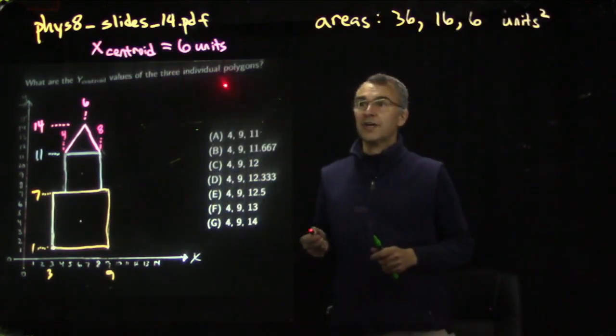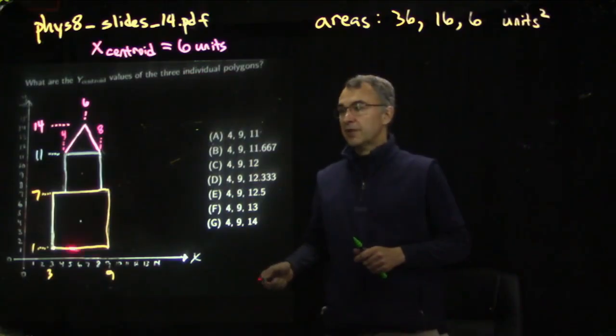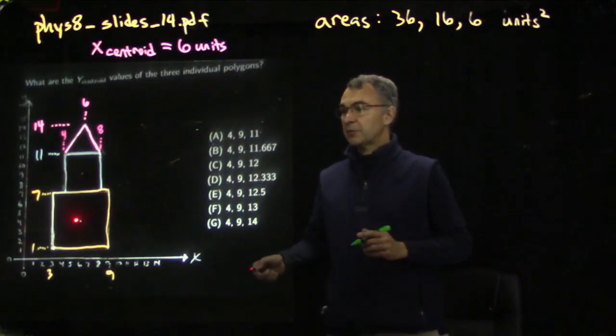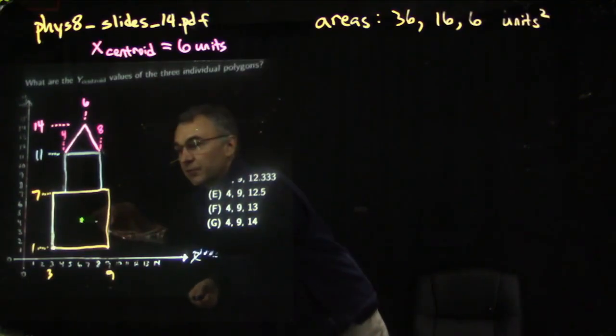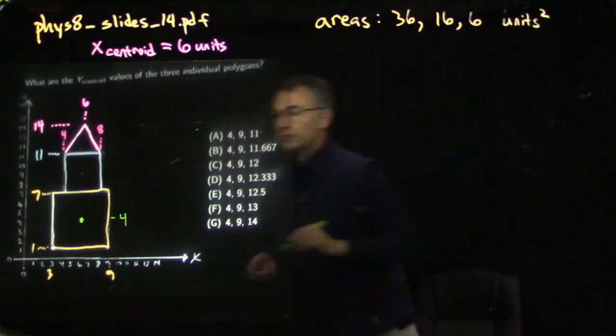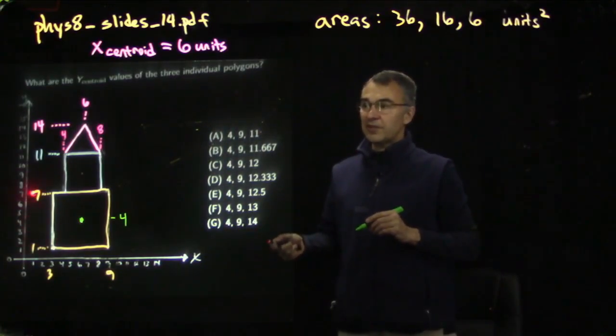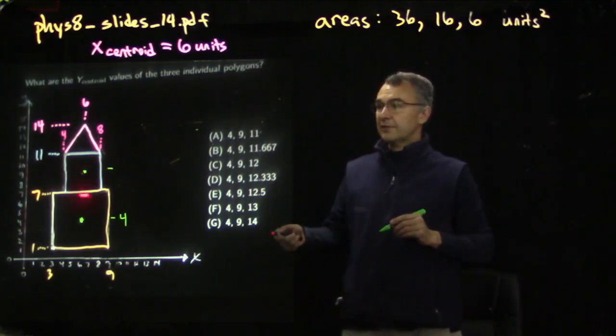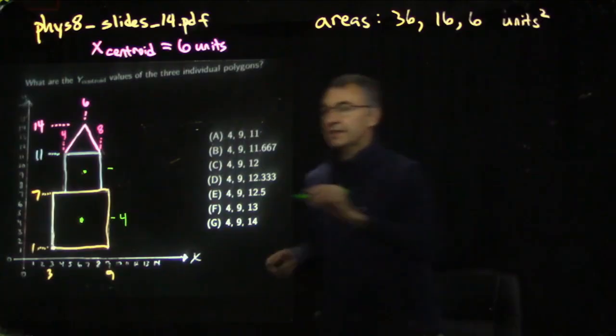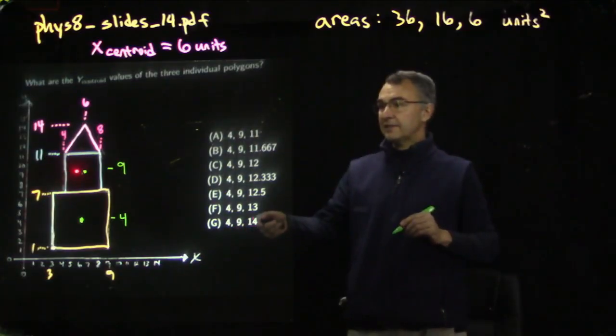What are the y centroid values of the three individual polygons? Well, the square is highly symmetric, so it must be halfway between the bottom and the top. Halfway between 1 and 7 is 4: 1, 2, 3, 4, 5, 6, 7. You can also say 1 plus 7 divided by 2 is 8 divided by 2 is 4. Here's another square. Halfway between the top and the bottom is 7 plus 11 divided by 2, 18 divided by 2 is 9. As a check, 7, 8, 9, and then from 9, 10, 11.